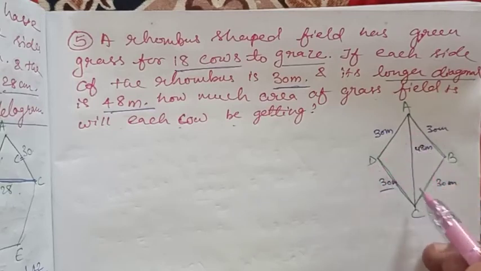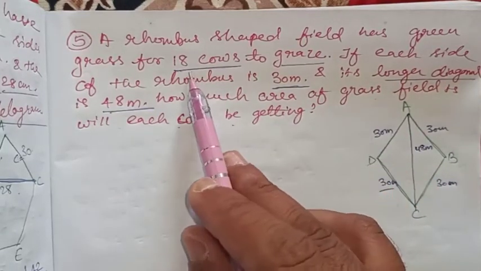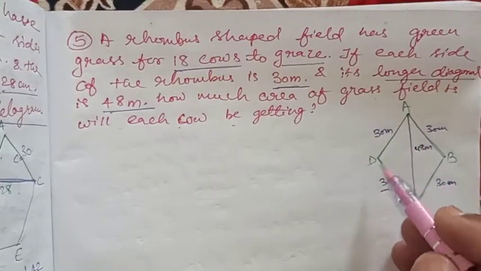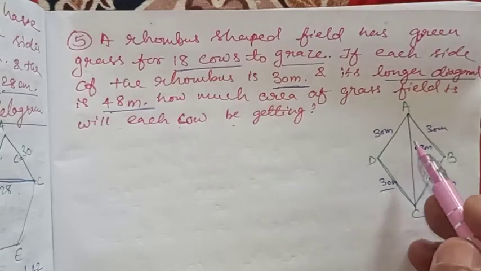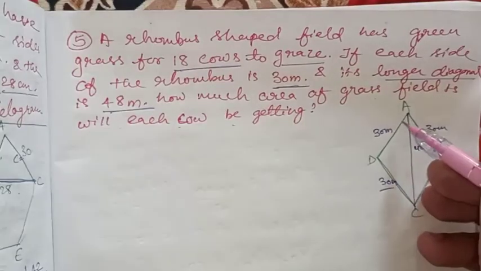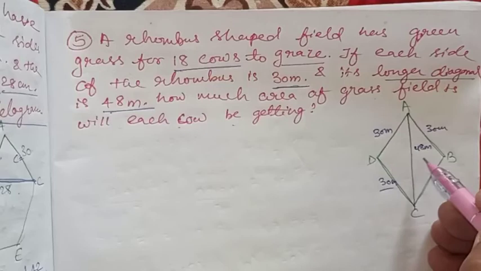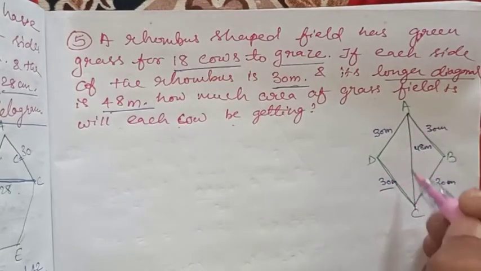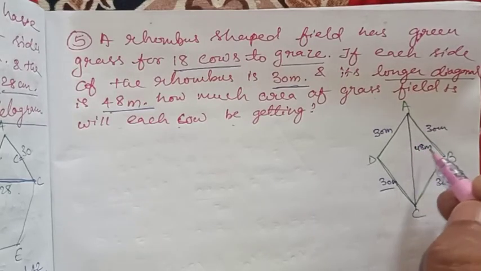We have to find out the area of the rhombus and divide it by 18, because we have to find out how much area each cow will get for grazing. Grazing means how much area they will get for eating grass. So we will find out the area of the rhombus. As this is 30, this is 30, this is 48, there are two triangles we have got, ADC and ABC. First of all I will find out the area of ADC and multiply by 2 to get the total area of the rhombus.